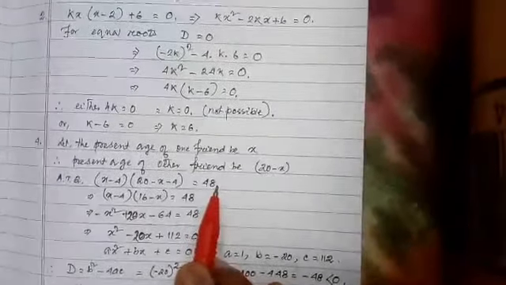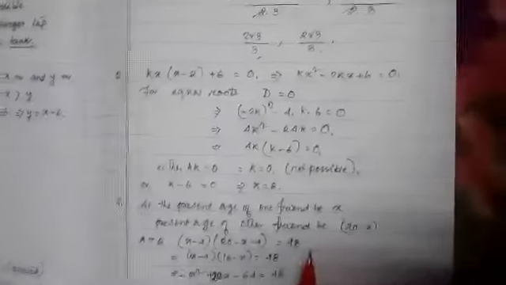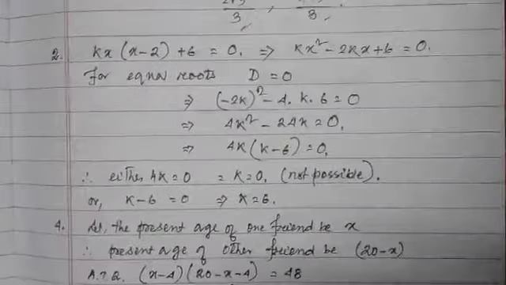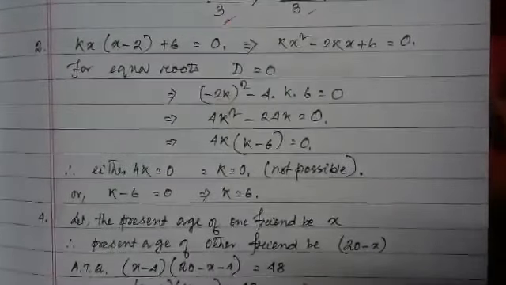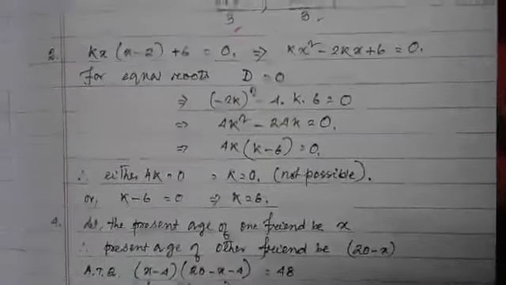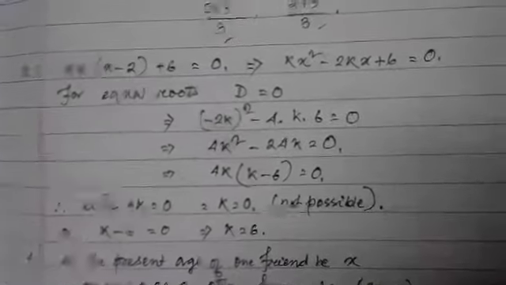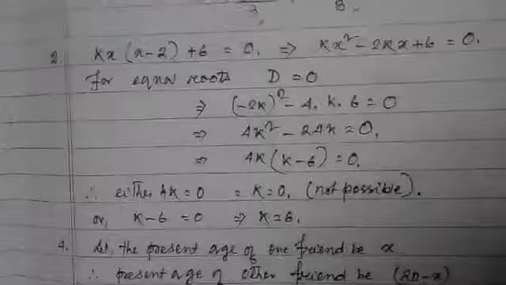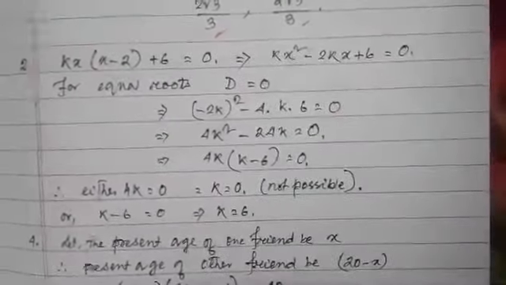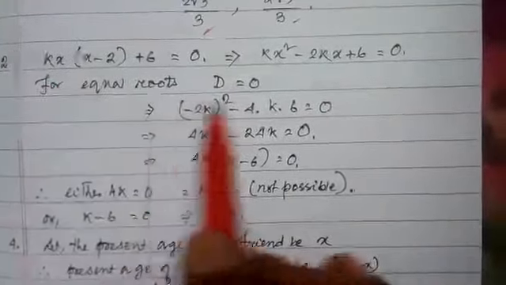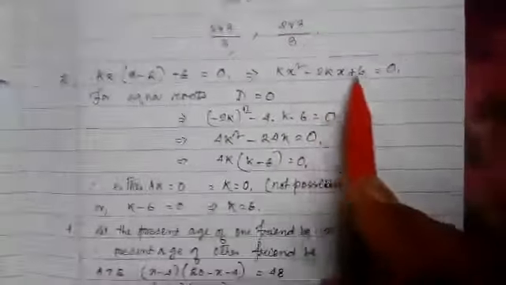Now, question number 2. Find the values of k for each of the following quadratic equations so that they have two equal roots. I am giving you the solution of second question of 2. kx into (x minus 2) plus 6 is equal to 0. Let us multiply: kx square minus 2kx plus 6 is equal to 0.